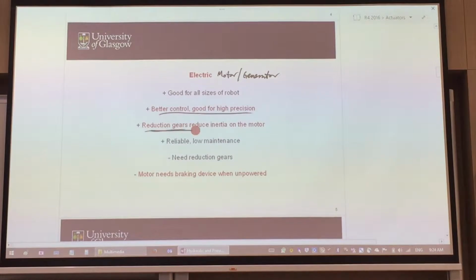You've seen already when we talk about the reduction gears, we can reduce the inertia on the load side. So those are the advantages. And also, it doesn't require much maintenance, as you know, for electric motors. However, that reduction gear itself would also be a disadvantage because now you have to do the sizing for reduction gears. You have to find out what is the right gear ratio. You must get gears to come in.